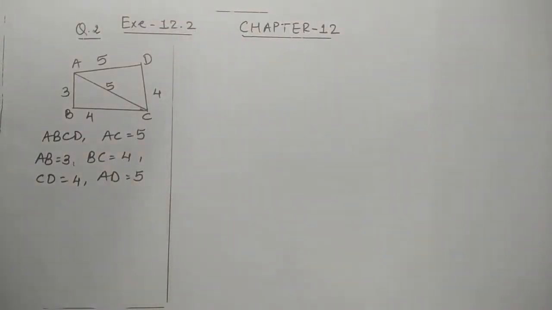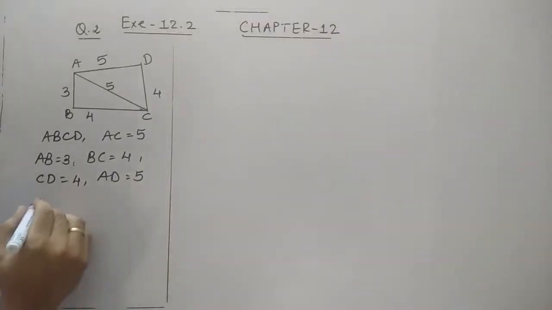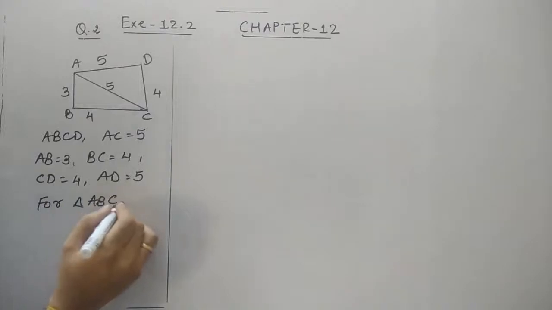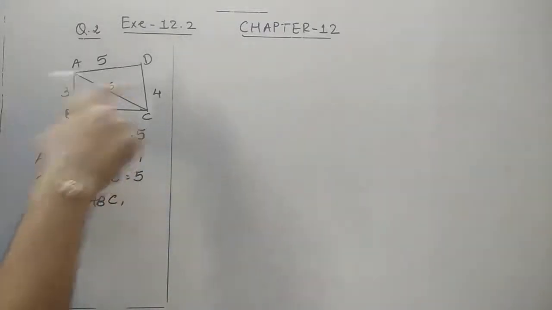Both the areas can be found using Heron's formula which we have already learned. But I want to explain one good thing about this question. Let's see especially for triangle ABC. So you can see in triangle ABC, the lengths of AB, BC and AC are given.